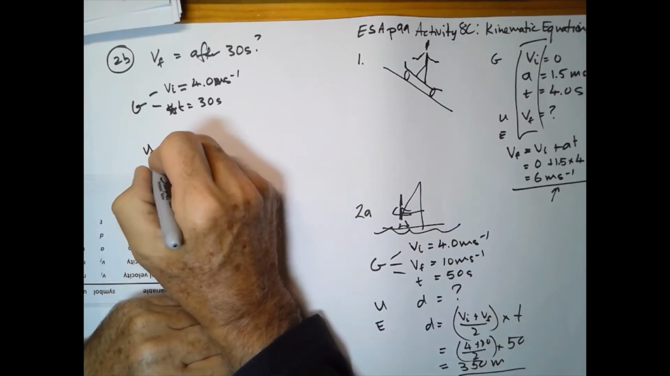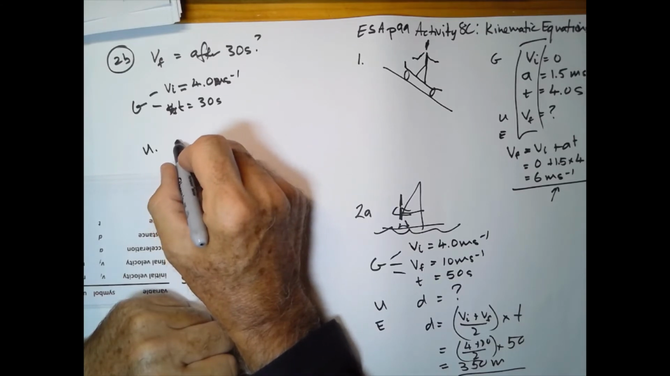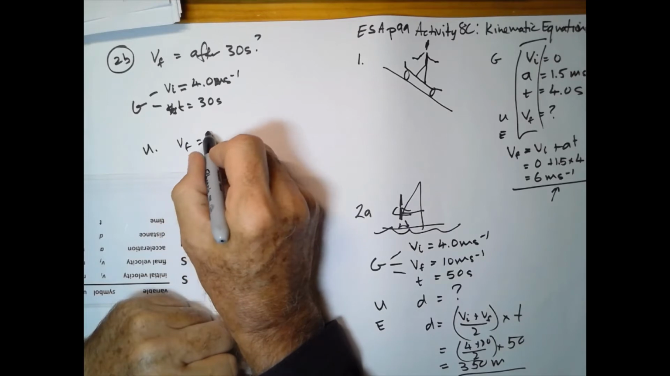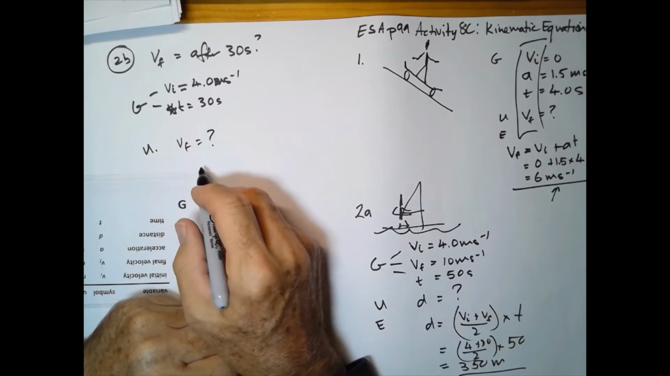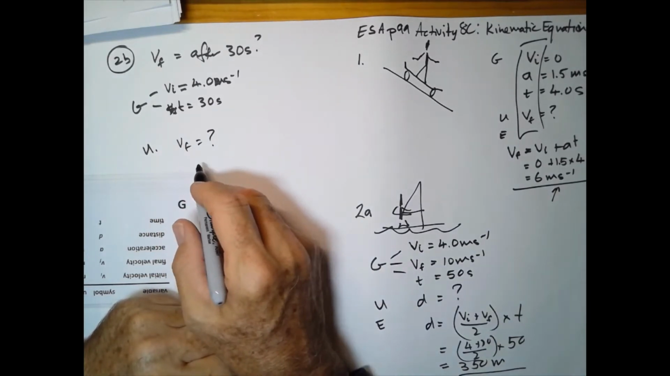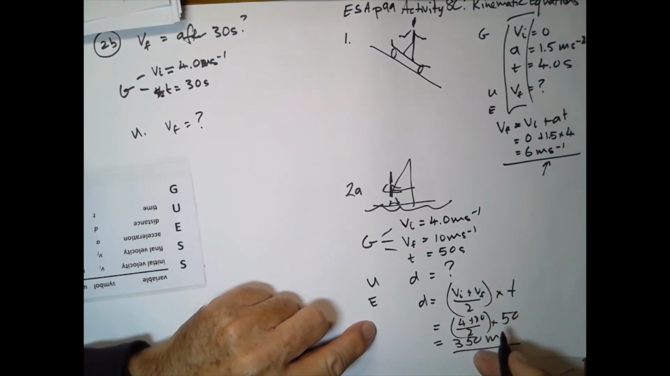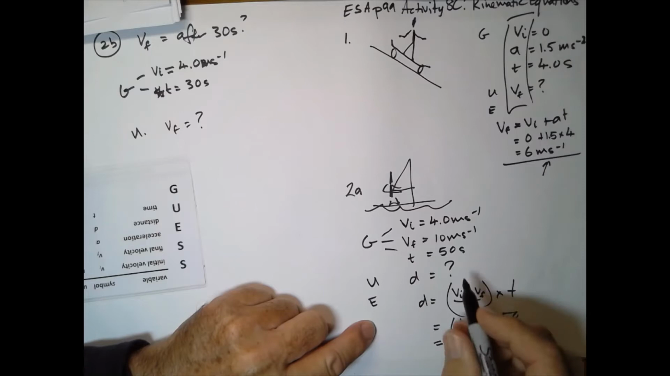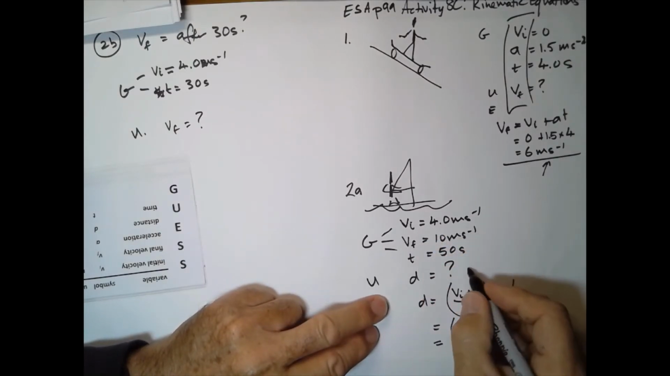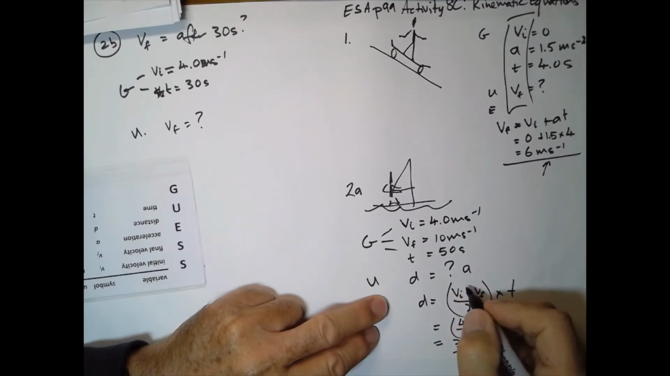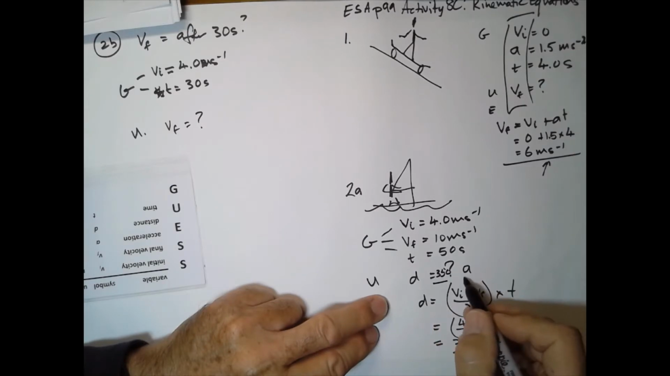The unknown is his velocity after 30 seconds. We don't know. So we can't have an equation with just 3. We need another value in here. And what I suggest is that we go back to 2a, and from 2a, given an initial velocity, a final velocity and a time, we could actually find the acceleration.